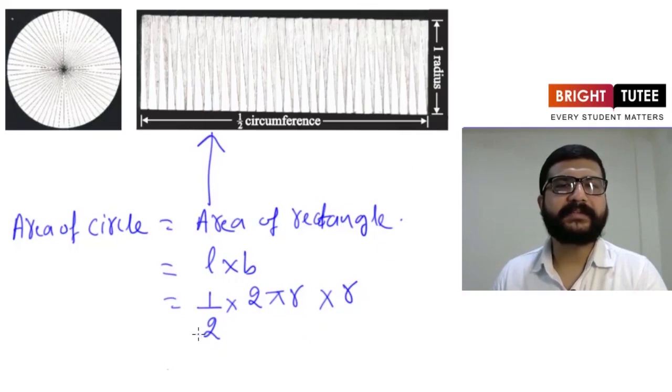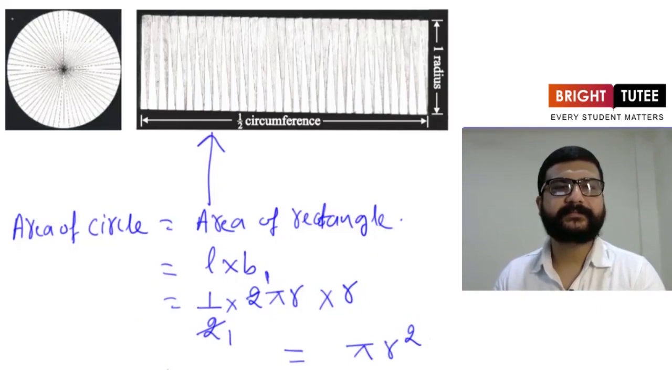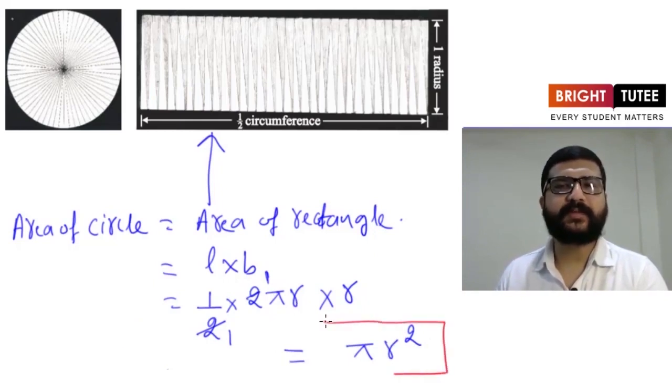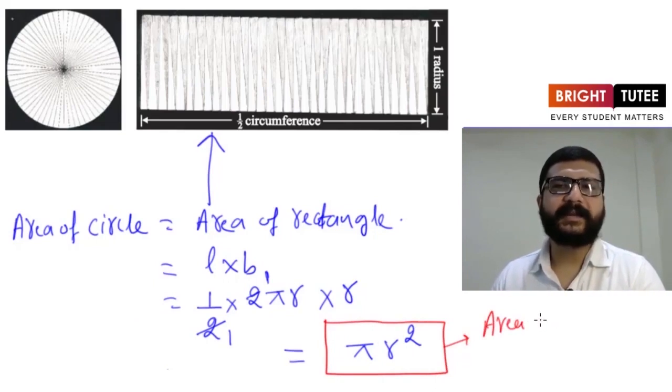Now we can simplify this. We can cancel this 2 with this 2, and we get pi r into r. So this gives us pi r square. This is the formula for finding the area of a circle. So we have derived one formula, pi r square, for the area of a circle, where r is the radius and pi is 22 upon 7 or 3.14.